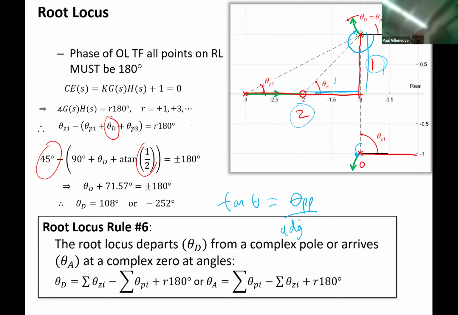So you do the same approach, and you just take the sum of the theta p's minus the theta z's. And you have to do that for each complex conjugate pair. And how do you calculate these? You just use those angles.